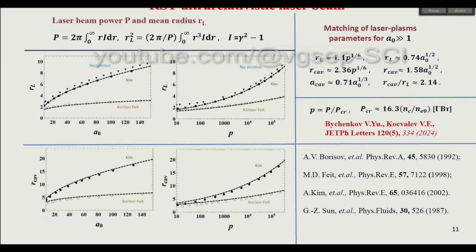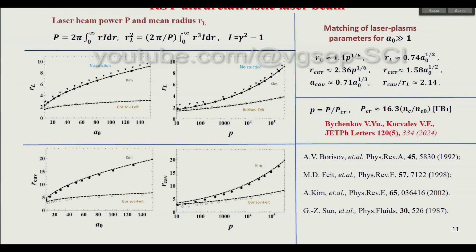Now we're interested, of course, in integral characteristics, the mean power and the mean beam radius. This is the result of the exact solution. This dashed line is the result of using our approximate analytical solution in this situation. Here are the results that follow from the theory by Borisov and Fade.